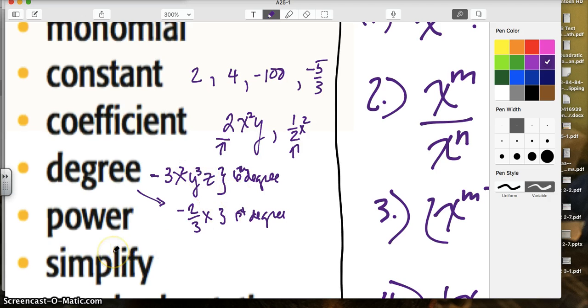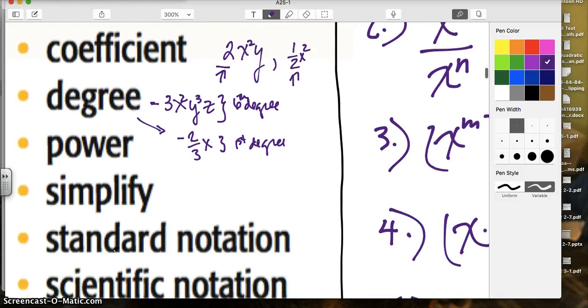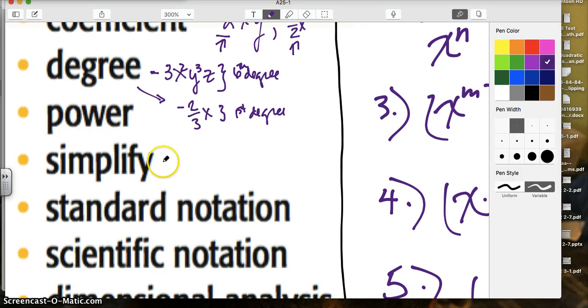And we did talk about power before. Power is often used interchangeably with the word exponent, and we're going to talk about simplify. To simplify means to rewrite an exponential expression with no negative exponents, none whatsoever. And we'll be doing that shortly. And I'm going to stop there. We'll get to these other topics in a second, but I just want to get through some example problems.